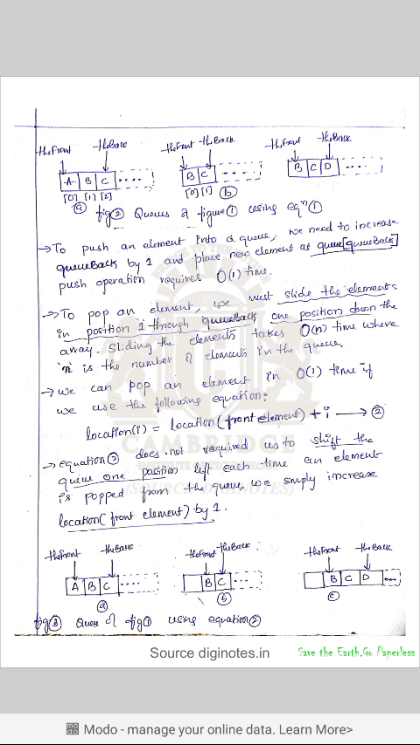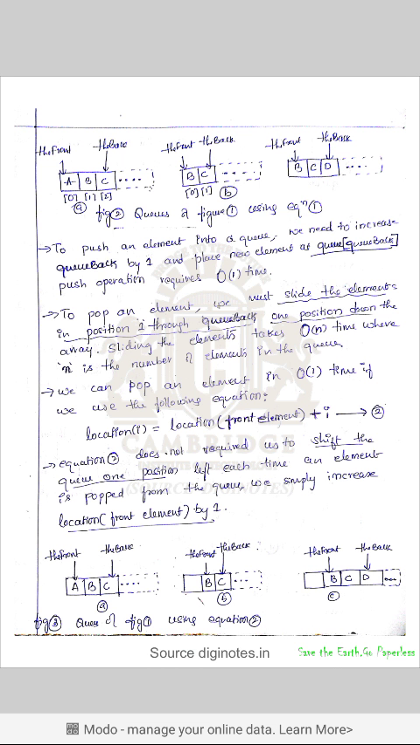Then whenever you are inserting an element using equation 1, we need to increase the location by 1. So this is about equation 1. We have one more equation: equation 2, location of i equals location of front element plus i. By using this equation, there is no need to shift the elements from right to left whenever we are deleting. Just move the front location.